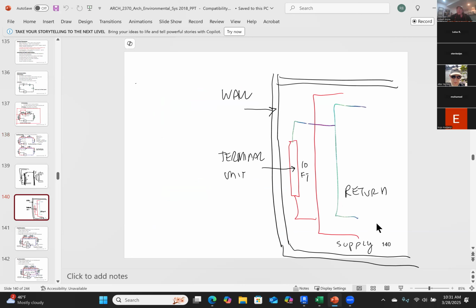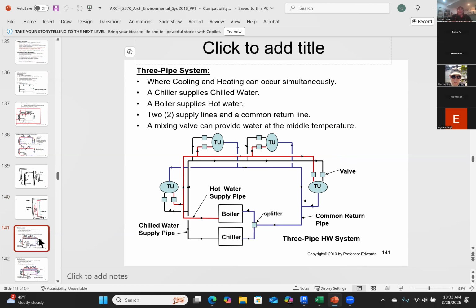So here we have another one where I'm showing my supply line. I'm showing the wall, which is very rough here, but I've given you the blank floor plans that you can reproduce and draw your diagrams in there. But I have a return line, I have a supply line, and you can see that the terminal unit is extracting heat from the supply line, and then the return is back to another pipe, which is the return pipe. But that's a two-pipe system. Then we have a three-pipe system.